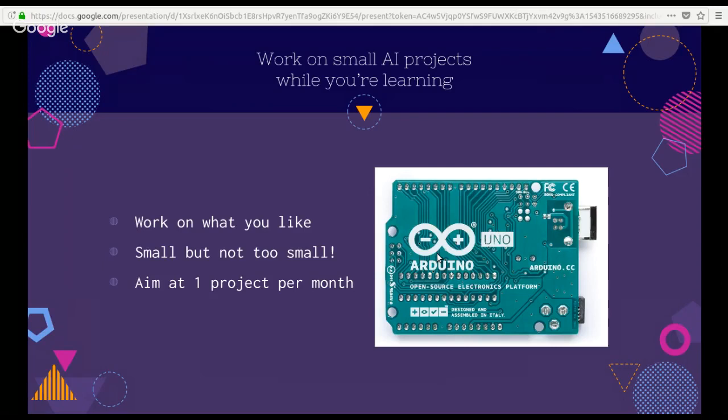So I think one very useful way of learning AI is by actually working on small AI projects while you're learning. What I would suggest is to pick up every month a project which is small and manageable, but not so small that it's just 20 lines of code and that's it. And then you should focus on that.